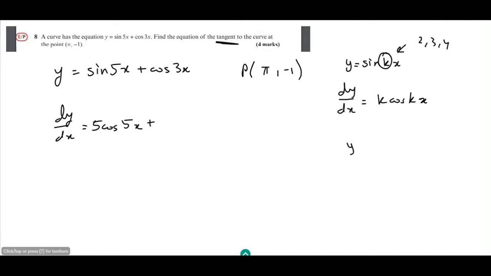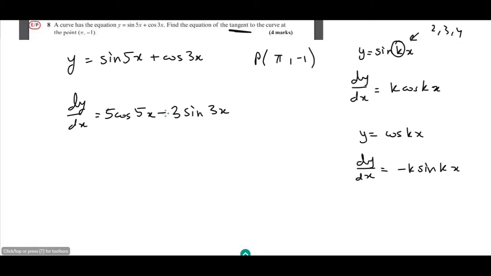Similarly for cos, if you're given y equals cos kx, the derivative of that would be minus k sine kx. So then in our case, we wouldn't have a plus here, we would have a minus 3 sine 3x.